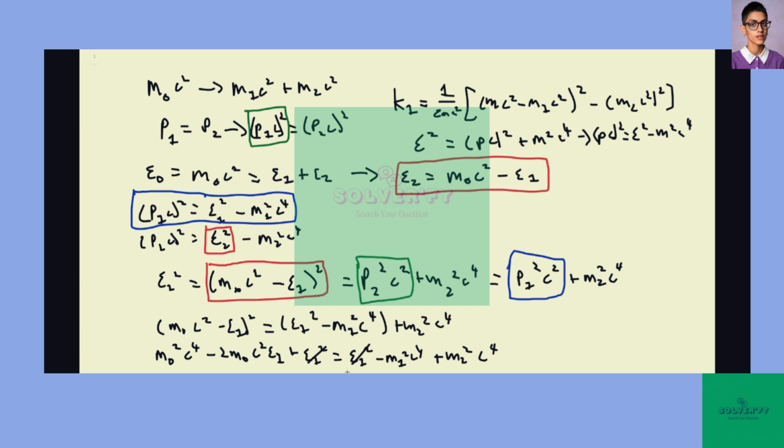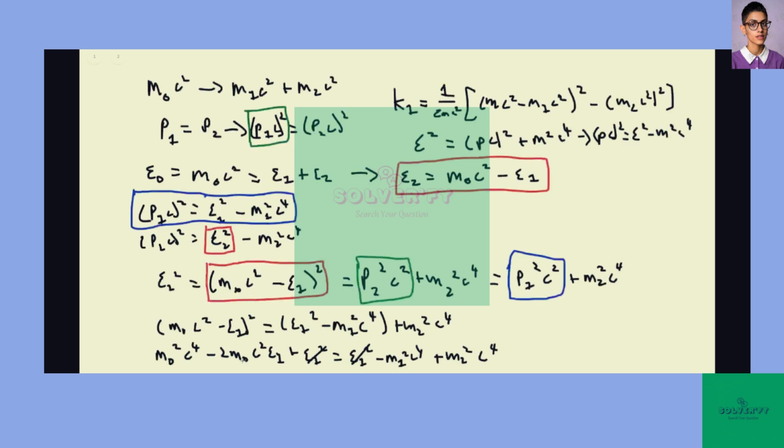And now we can rearrange this. I'm going to create a new page, so I'm out of room. I'm going to rewrite this. So we can rearrange this. We want to solve for the E1, so the energy of particle 1. So we're going to rearrange this to do that. So that next step is going to be 2 M0C squared times E1 is equal to M0 squared C to the fourth plus M1 squared C to the fourth plus M2 squared C to the fourth.